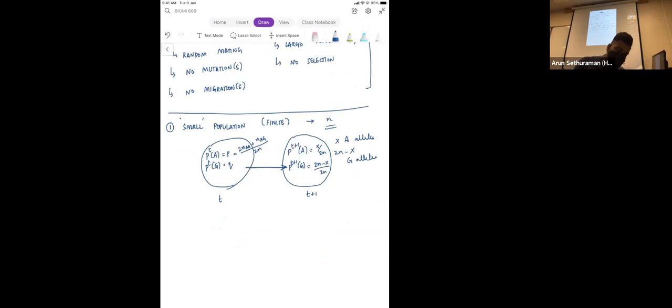By the way, this process, a very simple way of quantifying evolution, we call a Wright-Fisher process, named after Sewall Wright and Ronald Fisher, who both discussed the theory behind genetic drift, which is what this principle that we're talking about is.